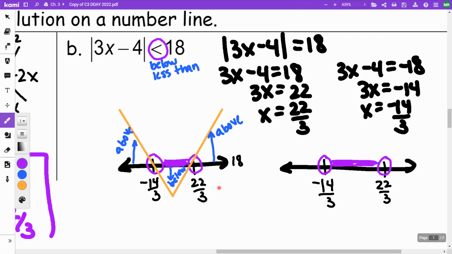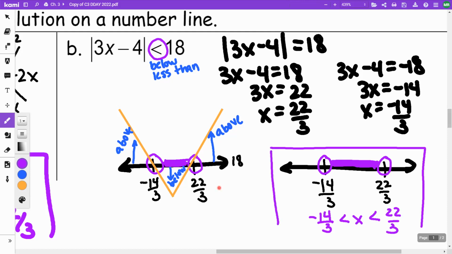So this is where it is. Now, when you're shading in between, you're not going to write it as two separate inequalities. That was an or. This is going to be an and. So I'm going to start with my smaller one, negative 14 thirds, and write less than x, still less than, it always points the same direction, less than 22 thirds. That's my graph and my solution.